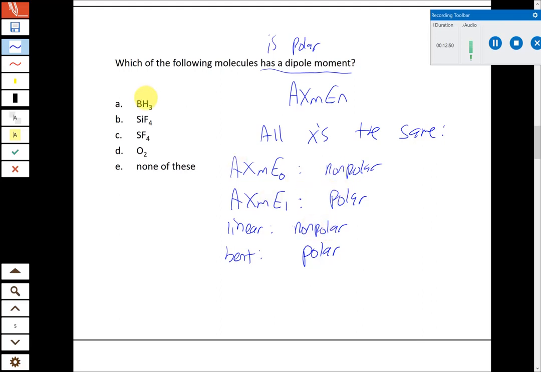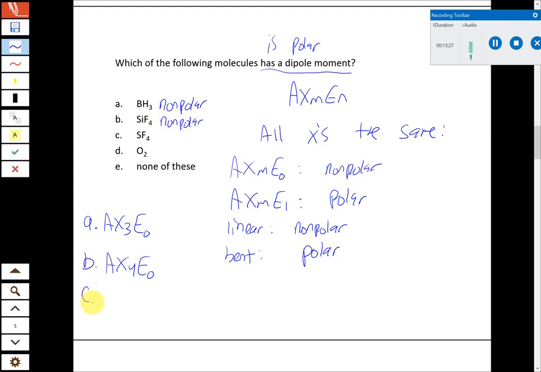So what we need to do for these to decide if they're polar or nonpolar is just determine the molecular shape, determine the electron group arrangement, the AXE notations in particular. So if we go to choice A, I'm not going to go through all the details, but what you would find for BH3 is that this is AX3 with no lone pairs. So again, anything that doesn't have lone pairs on the central atom is going to be nonpolar, meaning it does not have a dipole moment. For choice B, SiF4, we get AX4, again, E0, so it's going to be tetrahedral, but no lone pairs on the central atom makes it nonpolar.